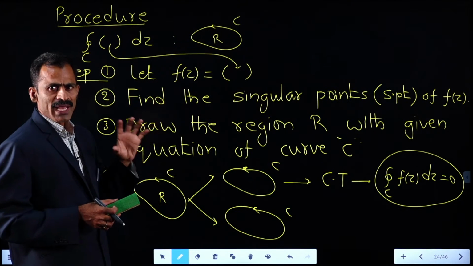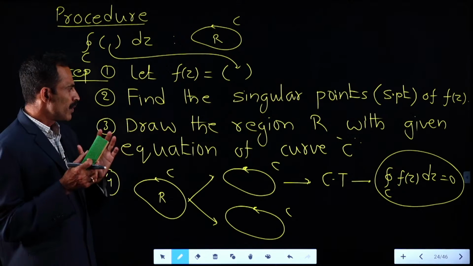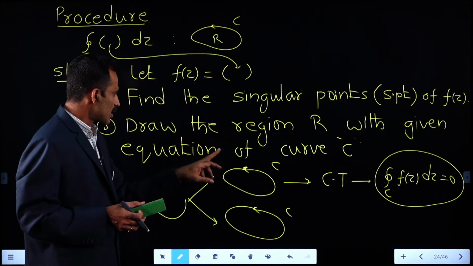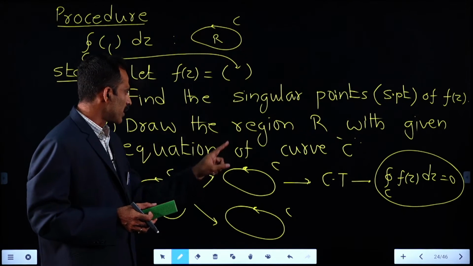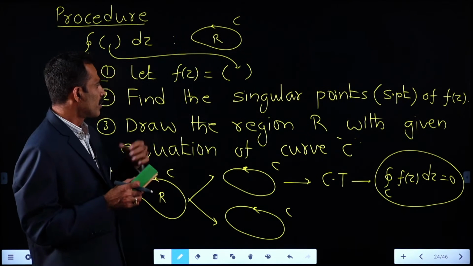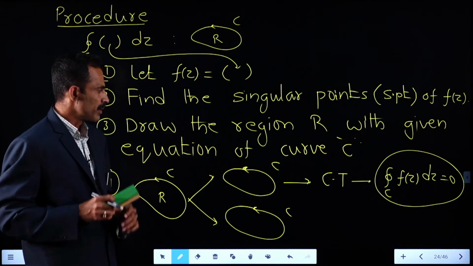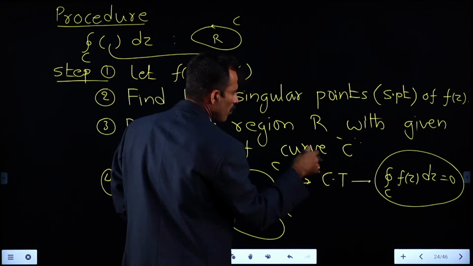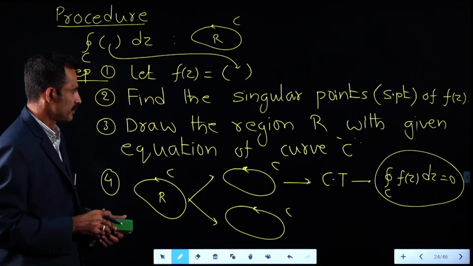If a function has one or more singular points, we check whether the singular points lie inside the region, on the region, or outside the region. Suppose inside the region there is no singular point and on the region there is no singular point, means the singular points lie outside the region only. In such a case, the integral of the function along the closed curve is always 0 by the first theorem, Cauchy's theorem.